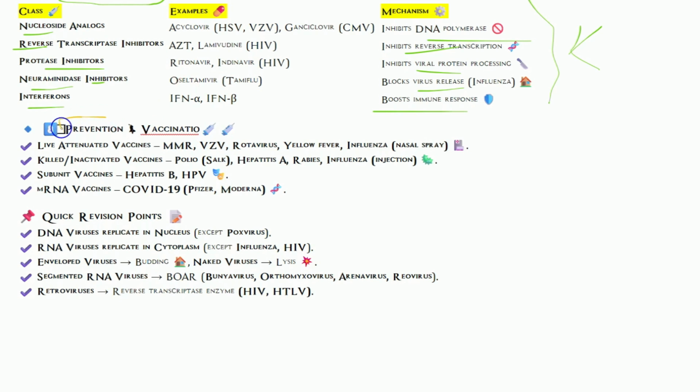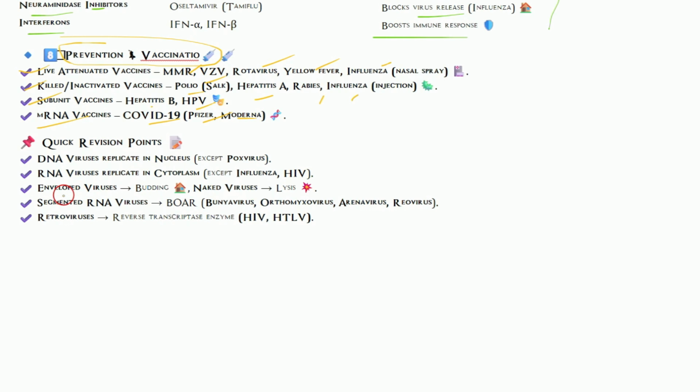This is also very important: prevention and vaccination. So we have live attenuated vaccine, killed or inactivated vaccine, subunit vaccine, mRNA vaccine. So these are the examples: measles, mumps, rubella, varicella zoster virus, rotavirus, yellow fever, influenza, polio, SARS, hepatitis A, rabies, influenza, and for subunit, hepatitis B, human papillomavirus. Then for mRNA vaccine, COVID-19, Pfizer and Moderna. So this is very important.